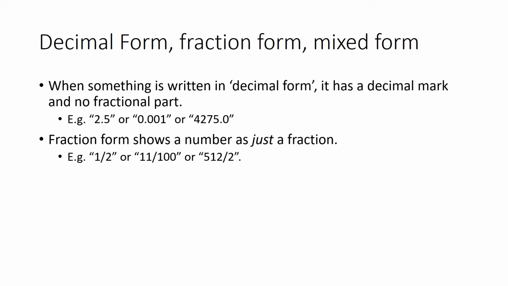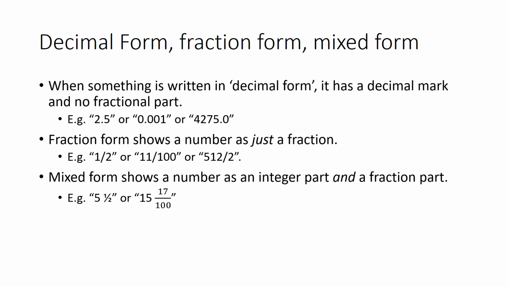In fraction form, it shows a number as just a fraction. So for example, a half or 11 hundredths or 512 over 2, which can also be written as mixed form. Mixed form means you've got an integer part and a fractional part. It's not just a fraction. So this is written as things like 5.5 or 15 and 17 hundredths or something like that.